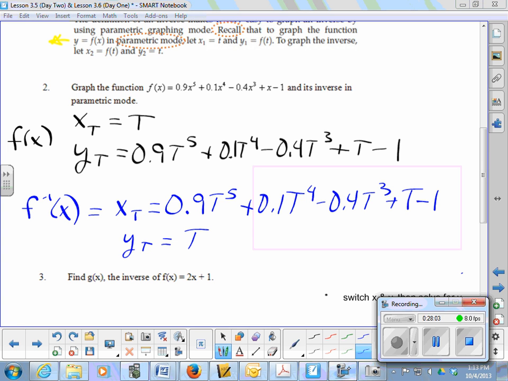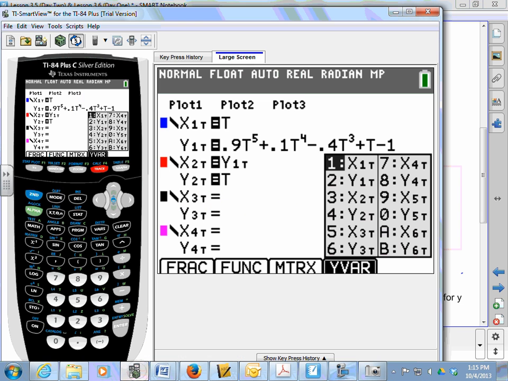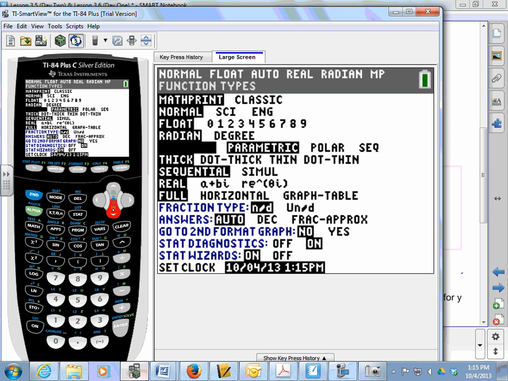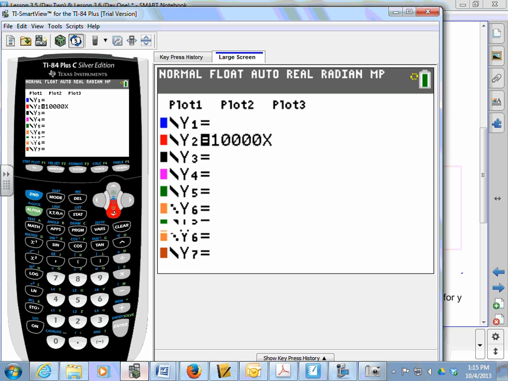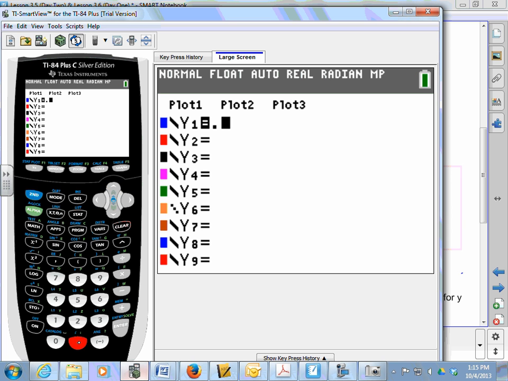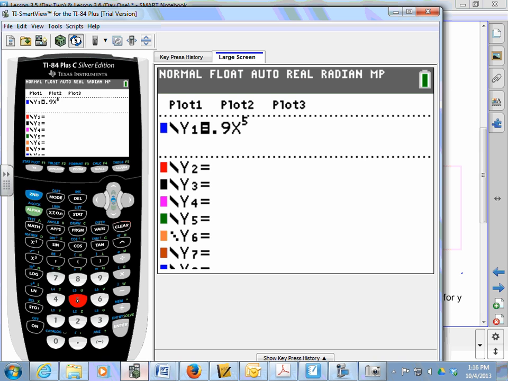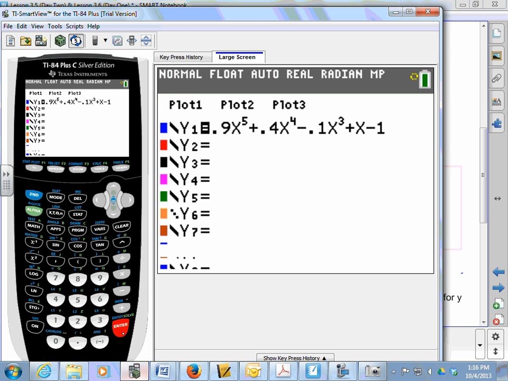You can actually look at the inverse itself. So let me go back to standard or function mode. And in my y equals, if I put in 0.9 x to the 5th, plus 0.4 x to the 4th, minus 0.1 x cubed, plus x minus 1. It goes backwards? It's 0.1 and 0.4. All right. Thank you.